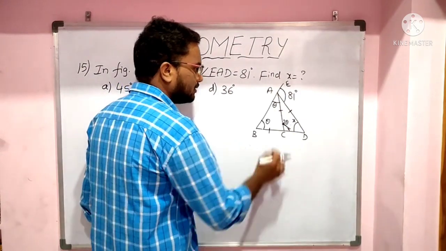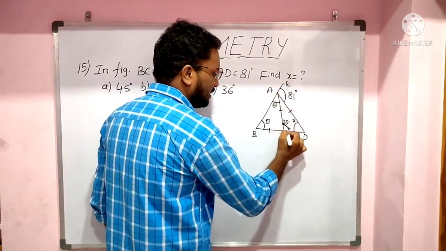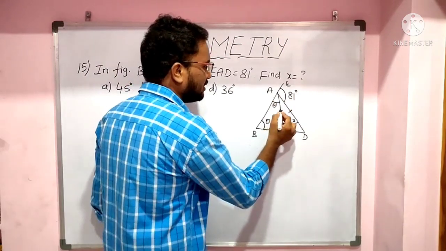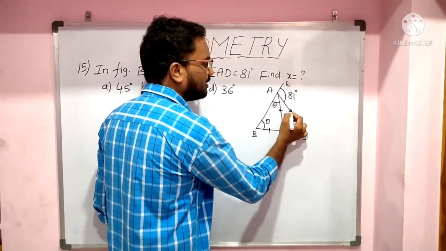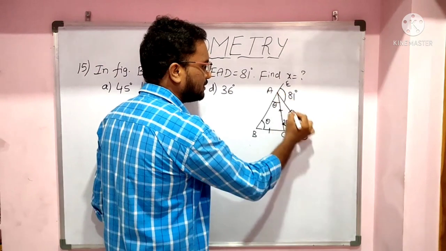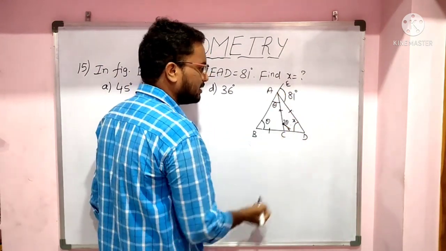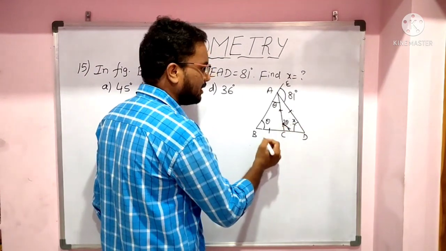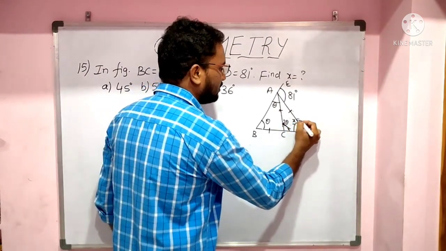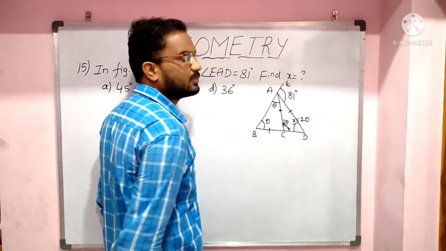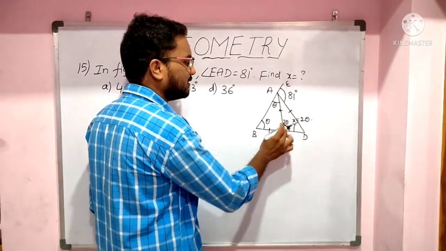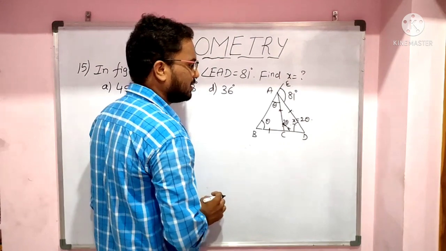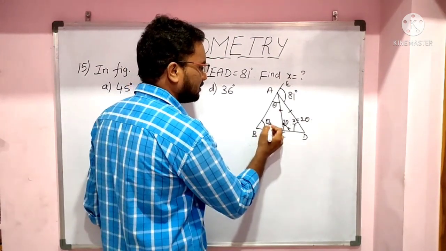So, this is a triangle ACD. In this triangle, these two sides are equal. So, AC equal to AD. So, these two angles are equal. So, X equal to 2 theta. If this is 2 theta, this will be 2 theta because these two sides are equal. Okay. So, this is theta.